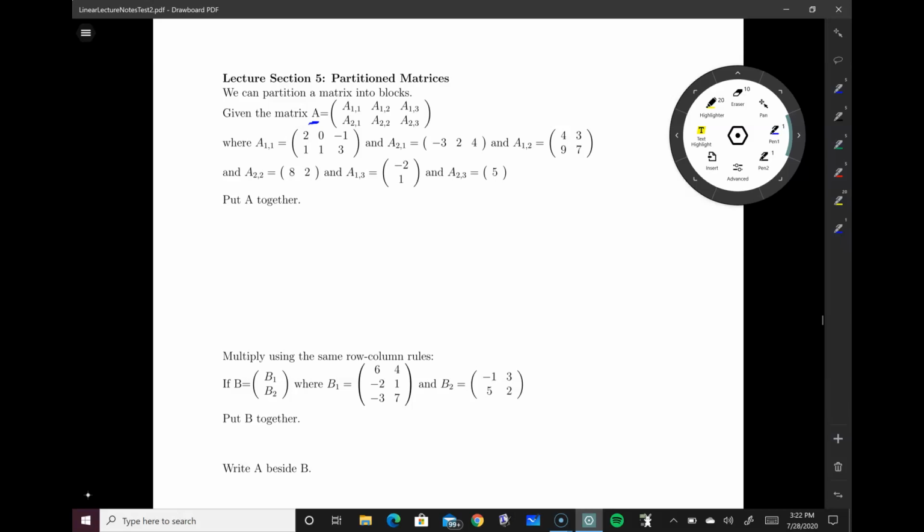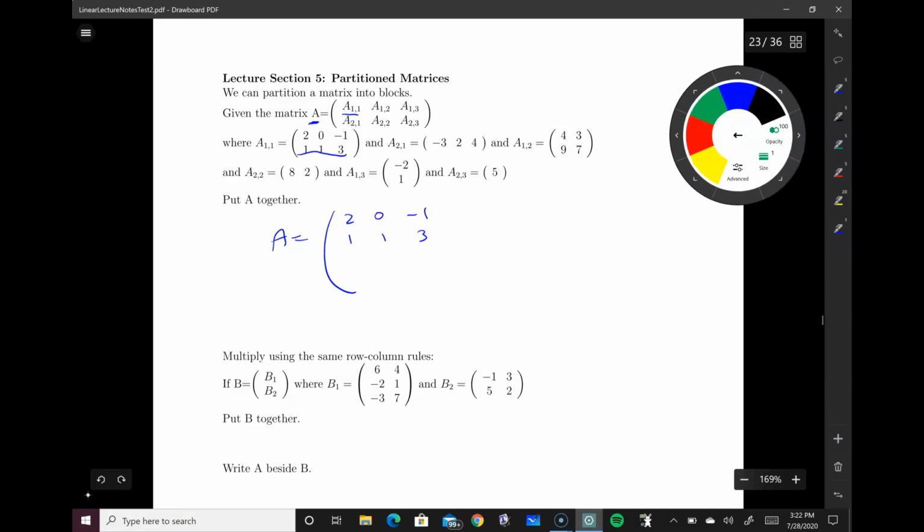So A11 is this, right? So to put together my capital A matrix, I'm going to put this in the first row, first column. All right, so let's move to this A12. So this is first row, second column. So 4, 3, 9, 7. And let's move to first row, third column. So that would be negative 2, 1.